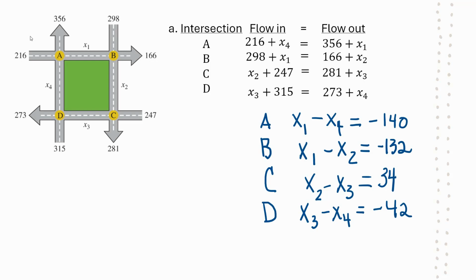And now we're going to put those into a matrix. This will be a 4 by 4 matrix because we have x sub 1, x sub 2, x sub 3, and x sub 4.